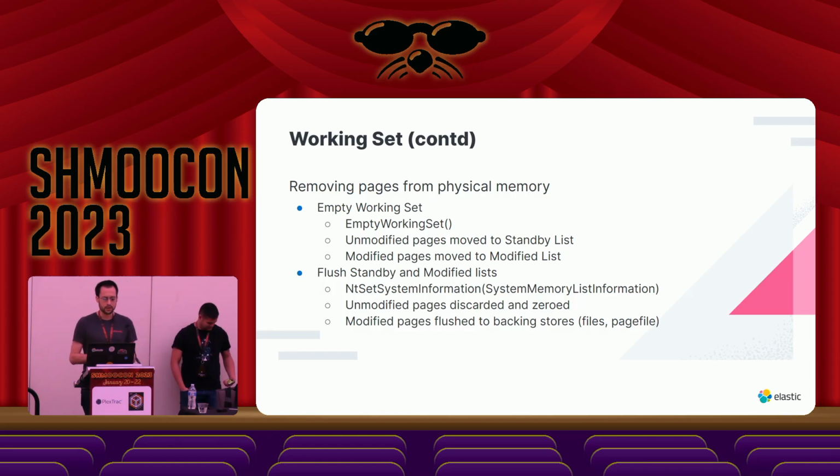Instead, the memory manager keeps a few caches of recently used pages in case they're needed again in the near future. One such cache is the standby list, which is a list of unmodified pages that can be discarded at any time if the OS needs some free pages. Another is the modified list, which is a list of modified pages that can't be reused until they've been flushed to their backing store, such as the file or the page file. We can use an API to have the memory manager flush both of these caches, removing them from physical memory.